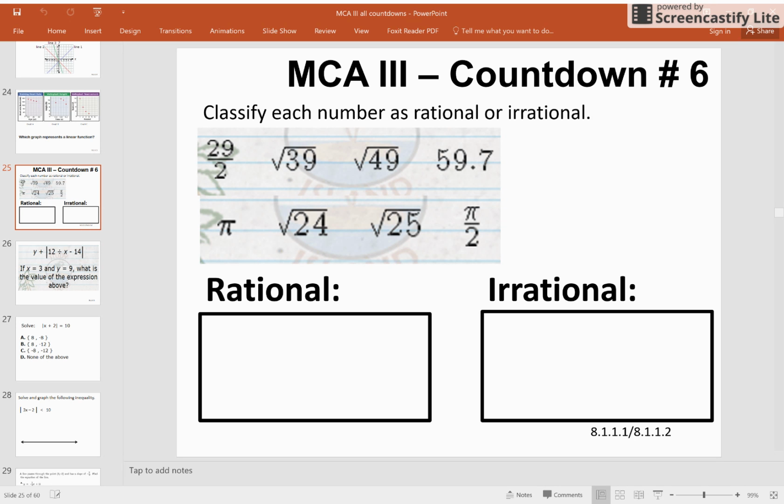Now our options are putting it all together. Our solution is going to be negative 2 and 2/3 is less than x, which is less than 4. And there is your solution and your graph.